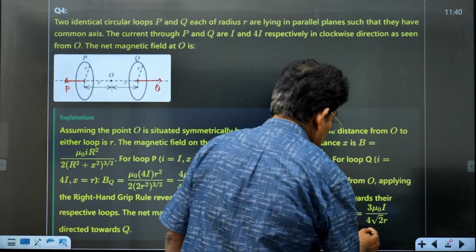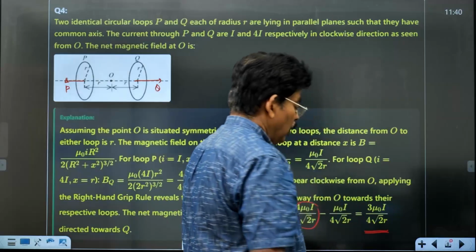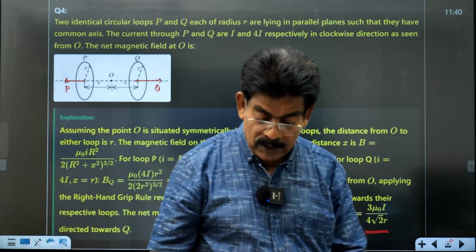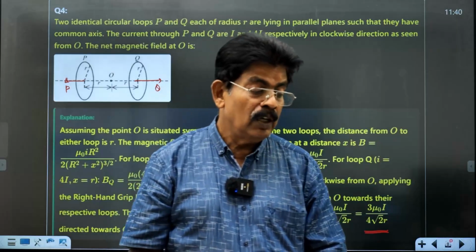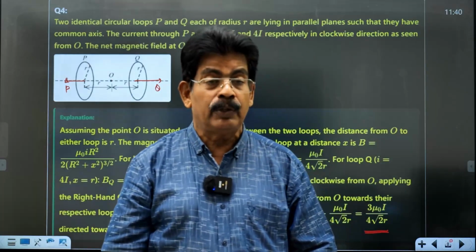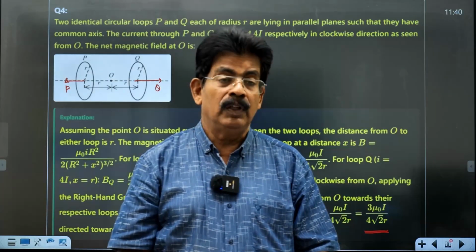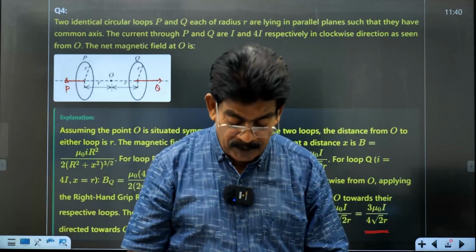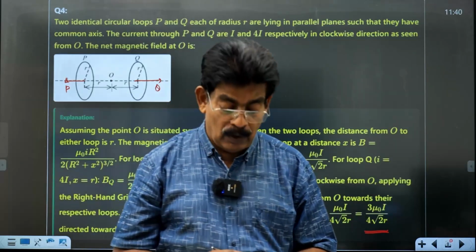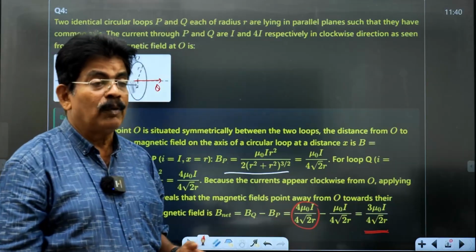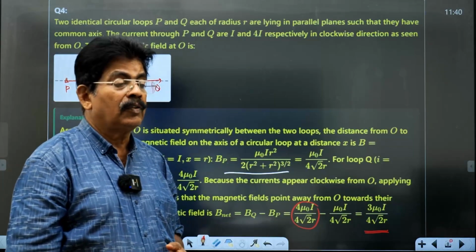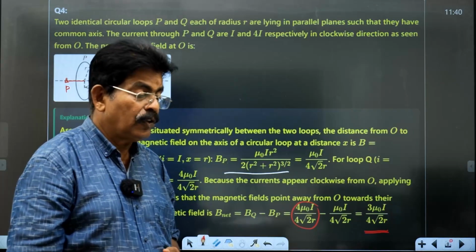Net will be 3 mu 0 I by 4 root 2R, and that is towards Q, because field due to Q is more in magnitude, because current is more. So answer is coming to be 3 mu 0 I by 4 root 2R. So again, second problem coming based upon the magnetic field acting on the axis of a coil.